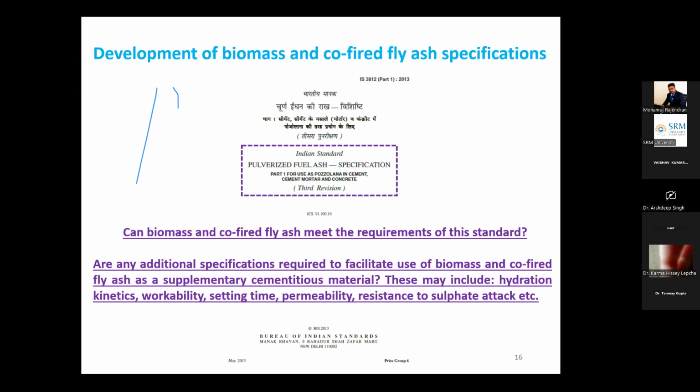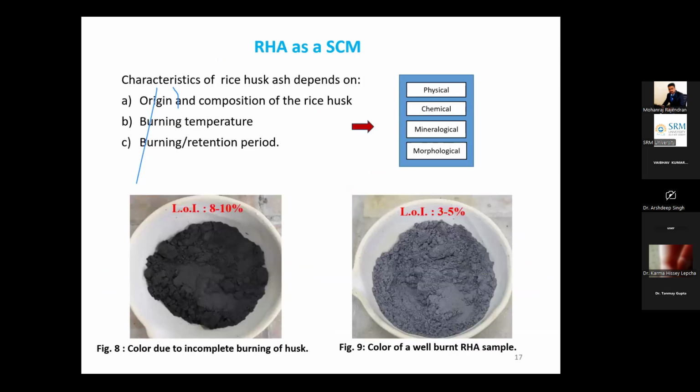So in this area, a lot of study or research work is still required, we can say. Here I have just highlighted one type of ash, rice husk ash, when we use it as a supplementary cementitious material. Some physical, chemical, mineralogical, and morphological properties are valid for all other types of agro waste ashes, whether it is sugarcane bagasse ash or rice straw ash. So we first check its physical property, chemical property, mineralogical property, and then morphological property.